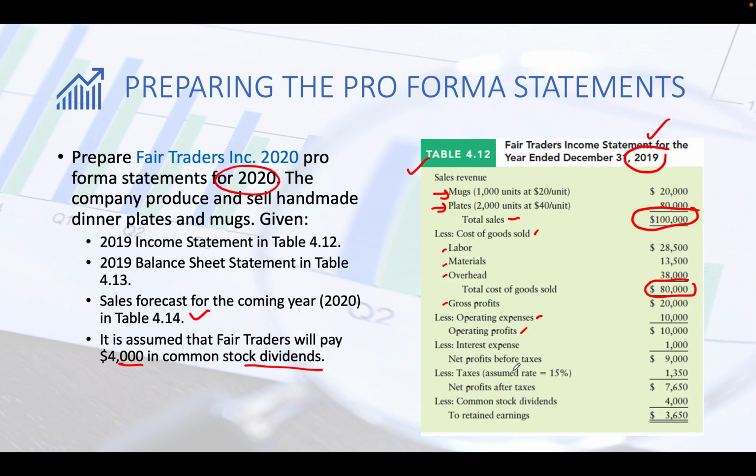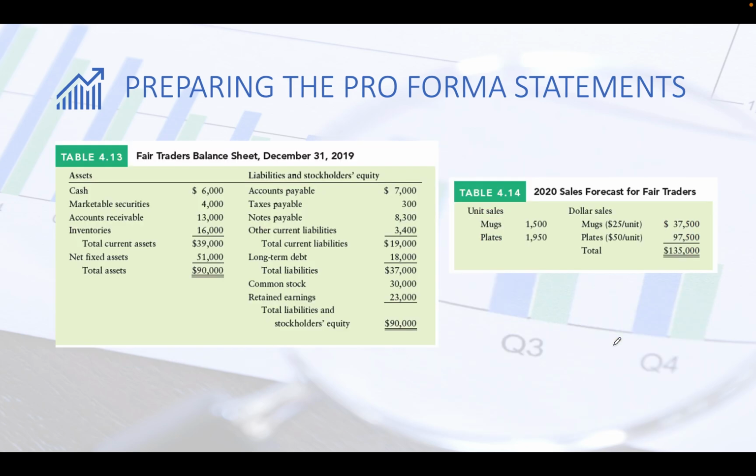Seperti biasa, income statement seperti biasa, sehinggalah dapat retained earnings sebab dia bayar dividen sebanyak 4,000. So ini pula adalah balance sheet tahun sebelumnya, 2019. Dia ada bahagian asset dan sebagainya lah, liabilities dan juga retain equity pemilik sebelah sini. Dan diberi sales forecast adalah sebanyak 135,000. So dia pecahkanlah untuk setiap item yang dijual.